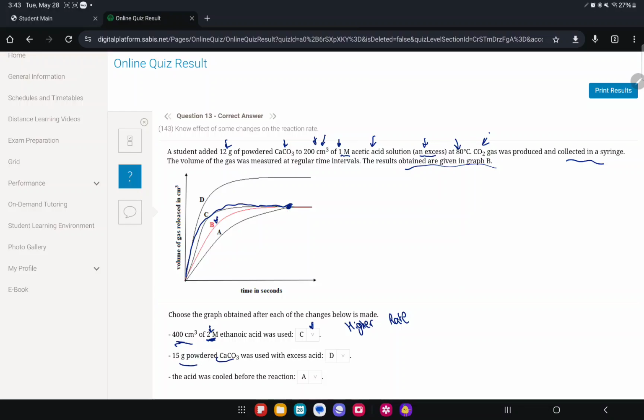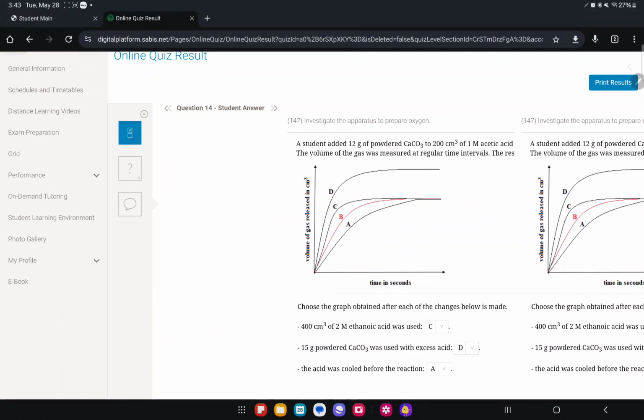15 grams of powdered CaCO3 was used. So we said acetic acid is the excess. So obviously the limiting is CaCO3, and they increased the reactant. So what's going to happen if you increase the amount of reactants? The product will increase. Then the acid was cooled. Obviously, if it's cooled, that means lower temperature, which is lower reaction rate. So it's going to go down. I think that's it. Yeah, question 14.